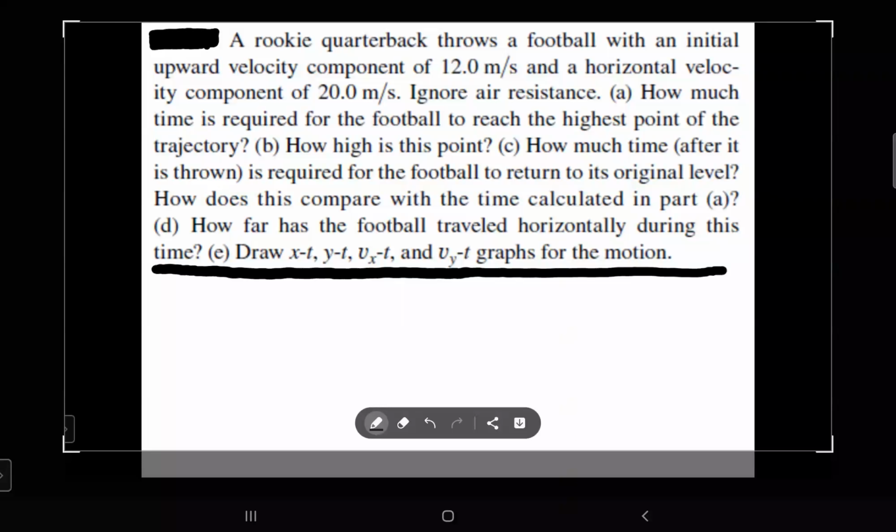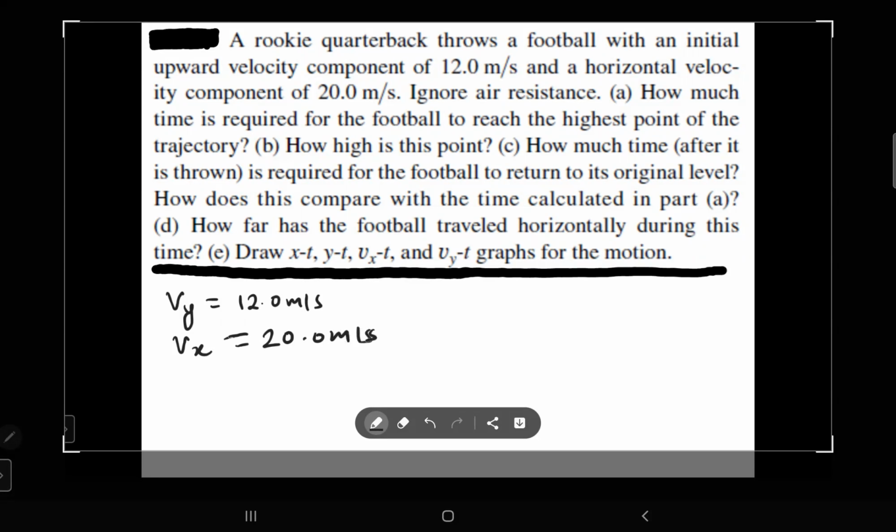Okay, let's do this problem. A rocky quarterback throws a football with an initial upward velocity component of 12 meters per second. Let's first write down what is given in this question. Upward velocity is vertical velocity: Vy is equal to 12.0 meter per second, and the horizontal velocity component, which is Vx, is 20.0 meter per second, right?